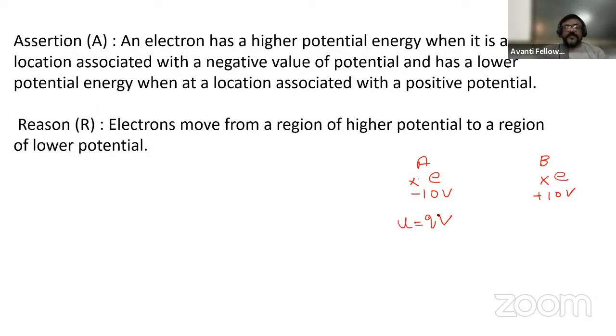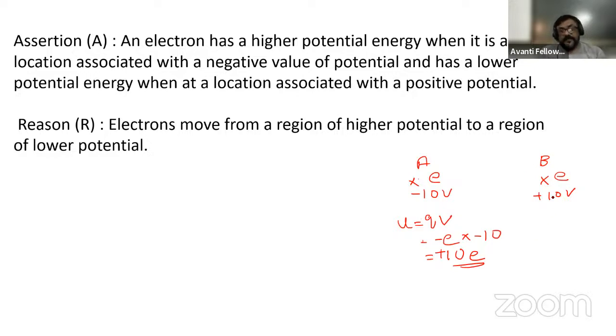Q is the charge and V is the potential of the point where it is kept. So what is Q? The charge of electron is negative e. So Q is negative e and potential here is negative 10. So what is the potential energy? It will be 10e. The sign will be positive. It has this much joule of energy.